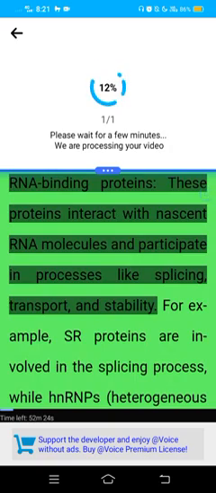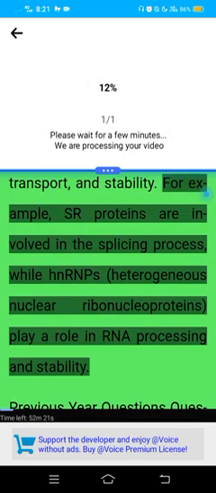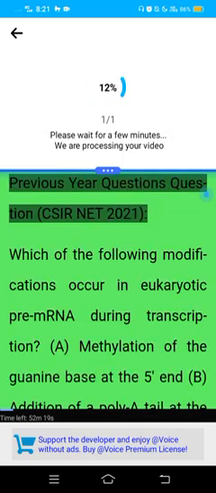RNA binding proteins. These proteins interact with nascent RNA molecules and participate in processes like splicing, transport, and stability. For example, SR proteins are involved in the splicing process, while hnRNPs, heterogeneous nuclear ribonucleoproteins, play a role in RNA processing and stability. Previous year questions.